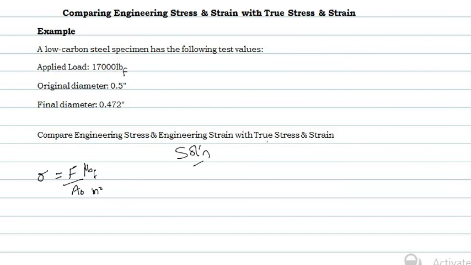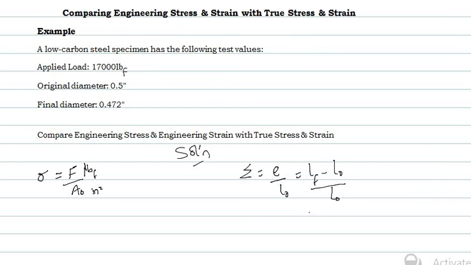As for our engineering strain, there is no need for much conversion, because our units will all cancel out. So our value of engineering strain is going to be our extension divided by original length, but then our extension is going to be final length minus original length, divided by original length. But you'll notice that in this question we're not given anything related to length.